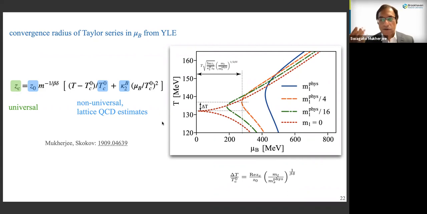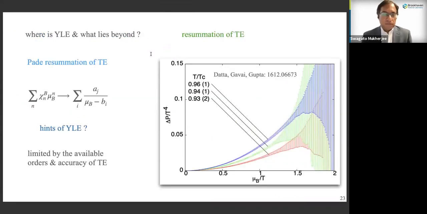So can we see the question that we can predict? Now we know what can limit the radius of convergence of the Taylor series. The question is, can we capture them? Can we get it? And better, can we go past them? So where is this Yang-Lee Edge singularity, and what lies beyond this?